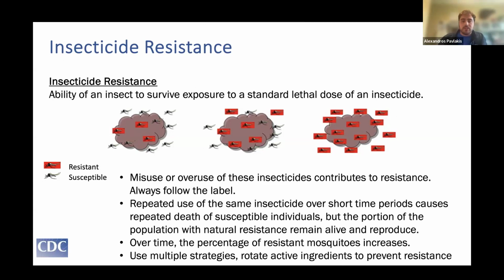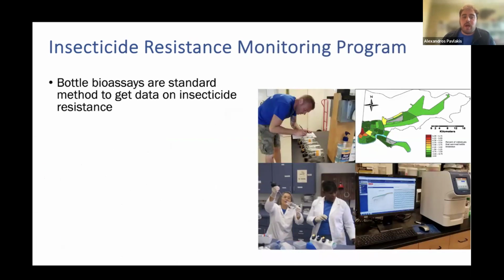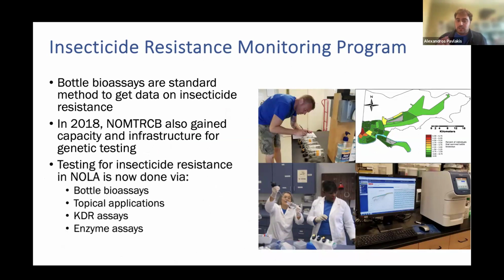to prevent resistance in our local populations. And so to monitor this in-house, the best way to do this is you can use CDC bottle bioassays, which are the standard to get the data on insecticide resistance. But in 2018, we were also able to gain the capacity and infrastructure for genetic testing. So now we can do various different insecticide resistance tests here in-house. So bottle bioassays, topical applications, KDR assays, and enzyme assays.